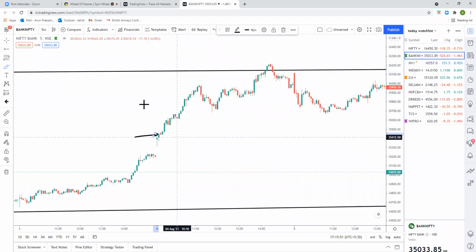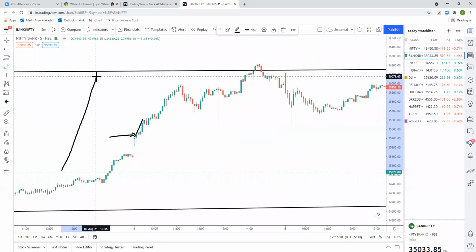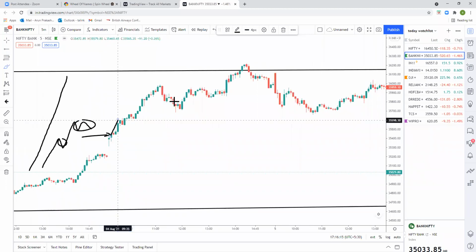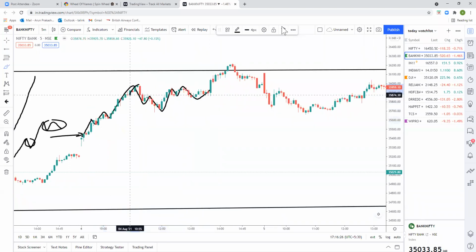For every red candle, don't panic. That's why I told you, market will not go up like this. Market can only go up like this. These are the areas where people will panic because these are where you will get red candles, right? So if you are getting a red candle, do not panic unless you see a breakdown of the previous low. You need not sell your call option.